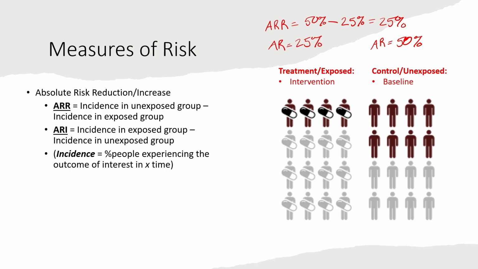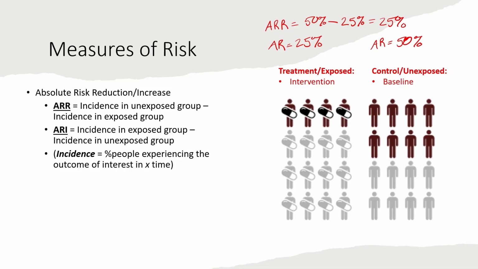Also, there are medical studies on exposures to toxins or hazards, which cause a risk increase. If you get a negative number for absolute risk reduction, it means you actually have an absolute risk increase. And you could calculate that more directly by flipping the exposed and unexposed groups in the equation, as indicated in the equation for ARI on the left.